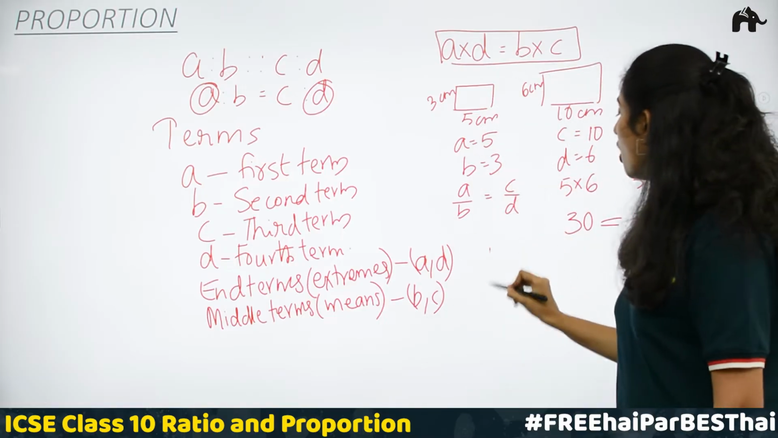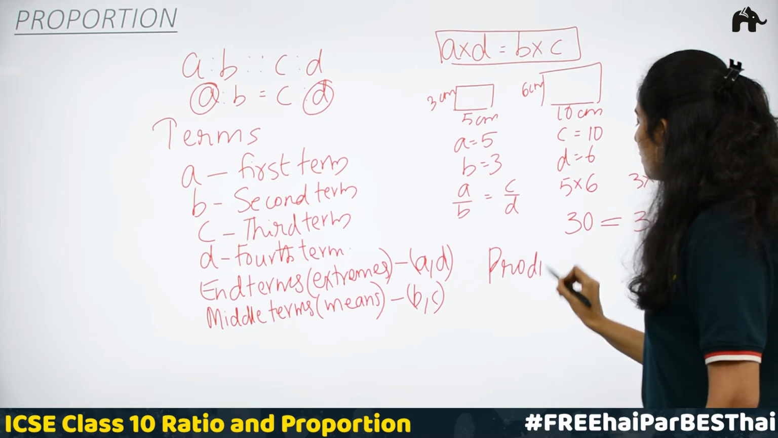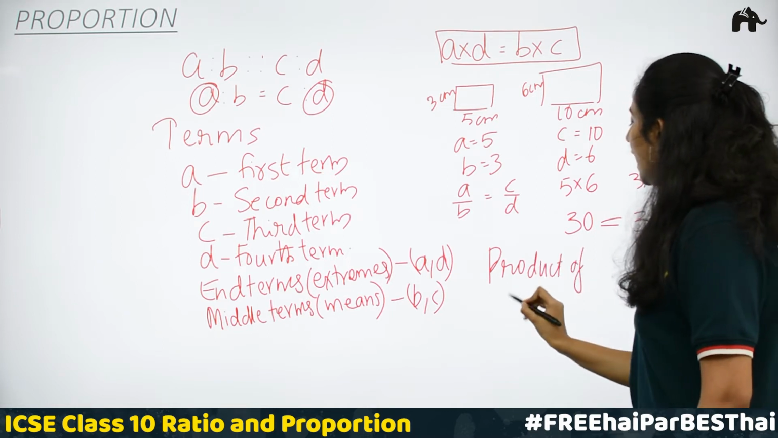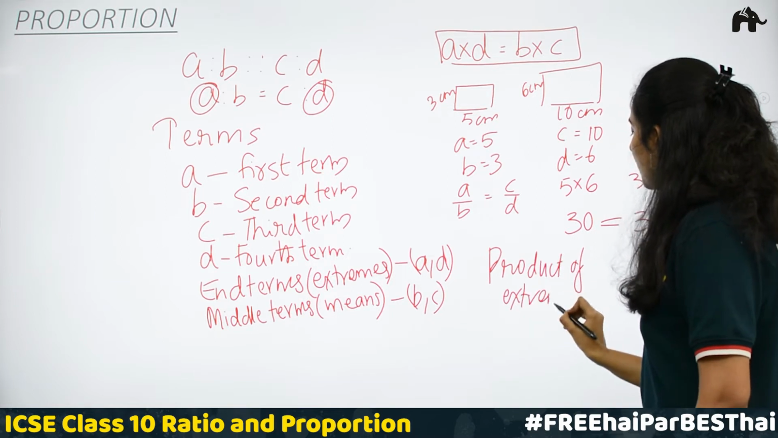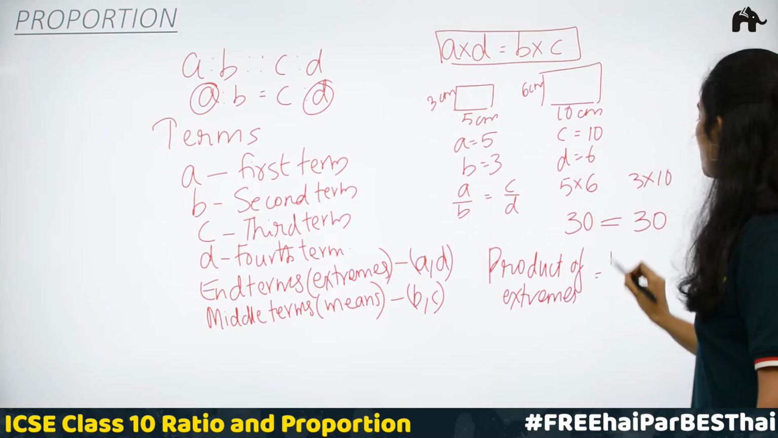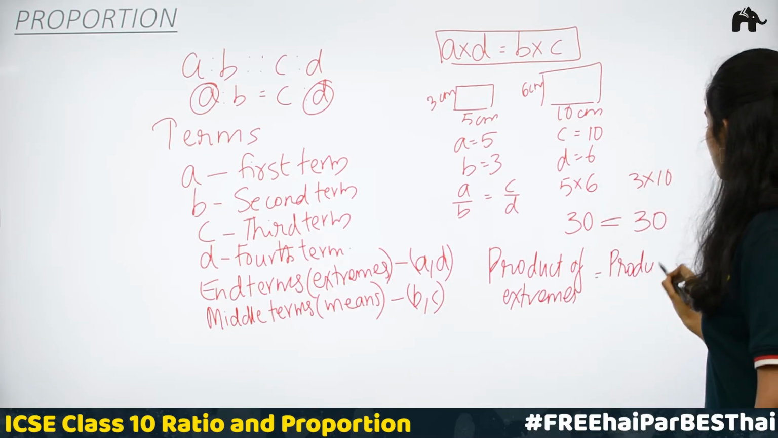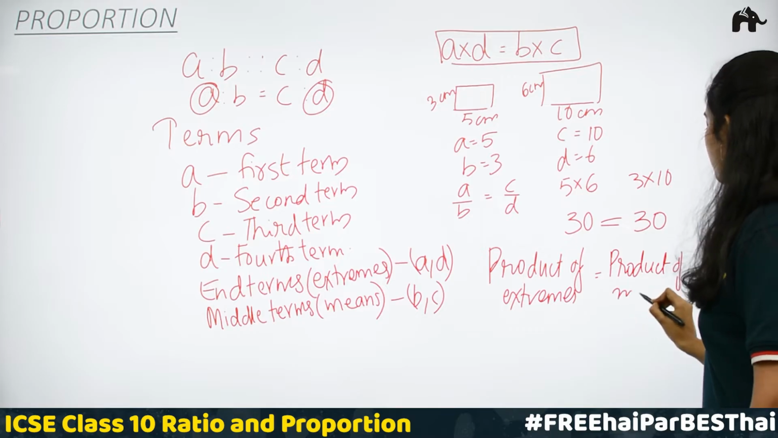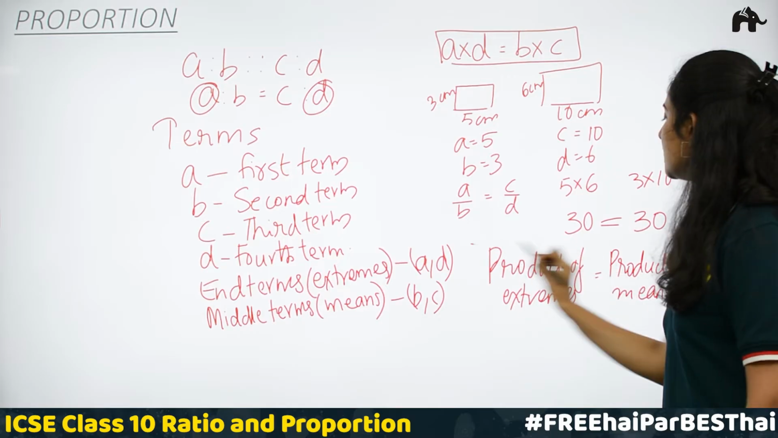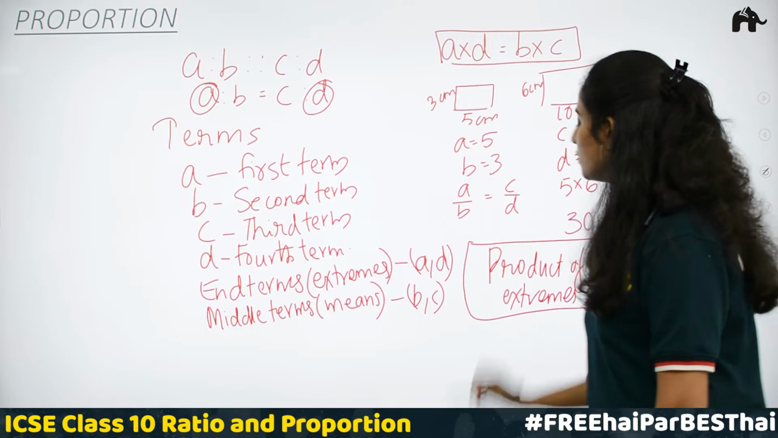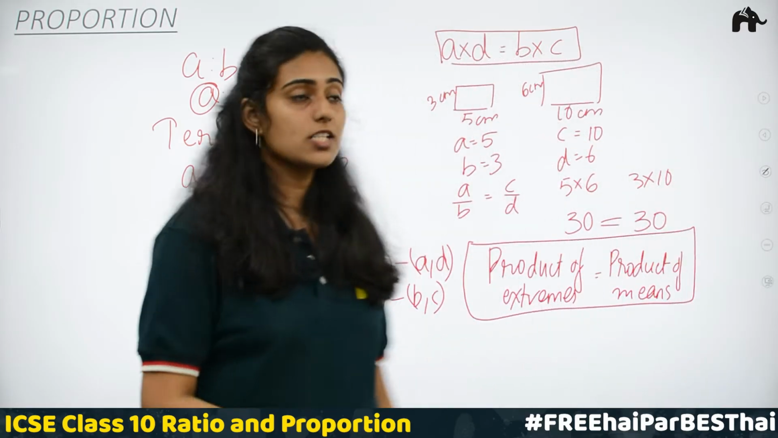That is, the product of extremes will always be equal to the product of means. You just need to remember this. Product of extremes will always be equal to the product of means.